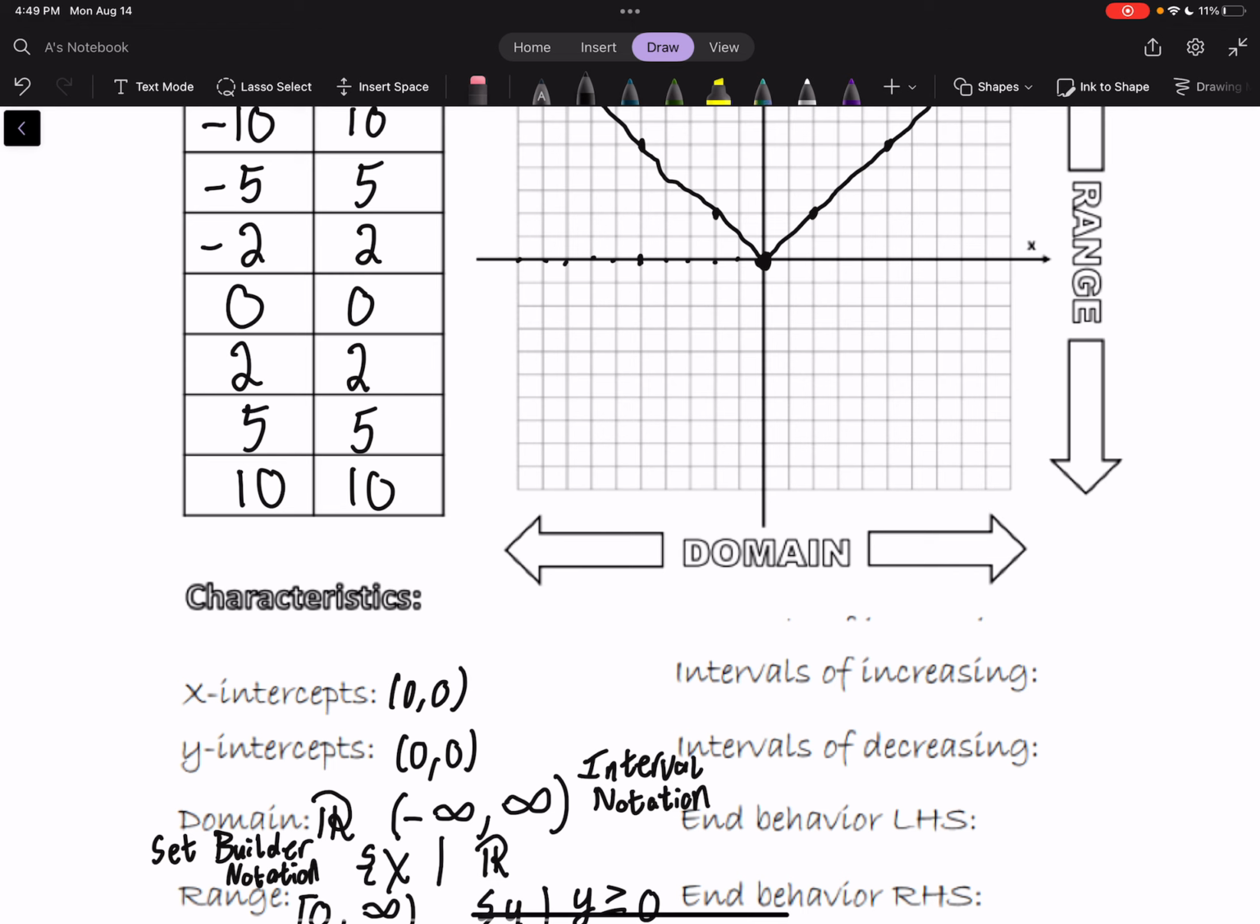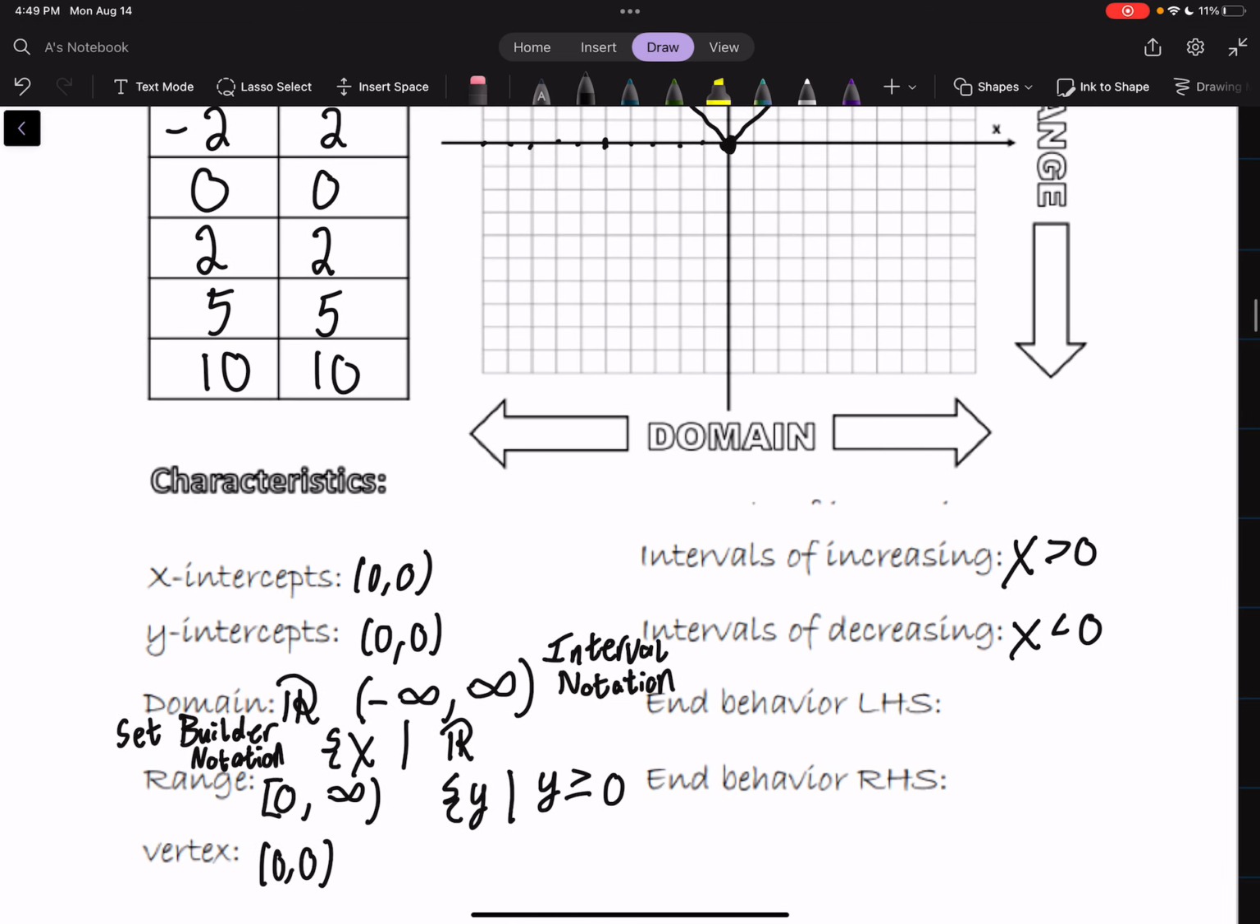It is increasing when x is greater than 0, decreasing when x is less than 0. For end behavior, approaching negative infinity, approaching the left, I'm used to doing the right first, but as x approaches negative infinity, y approaches infinity. For the right-hand side, as x approaches positive infinity, y approaches positive infinity.